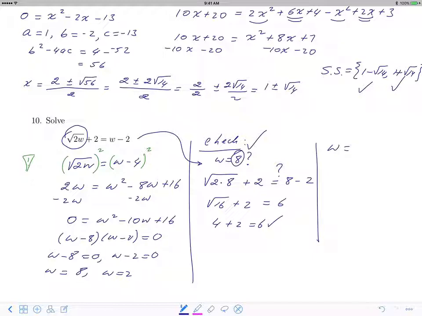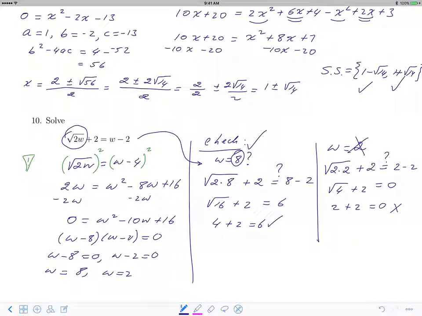Let's check the other possible answer, 2 for w. So again, plug this into the original. Square root of 2w, square root of 2 times 2, plus 2, question mark, equals 2, that's our w, minus 2. So here we get square root of 4 plus 2 equals 0. 2 plus 2 equals 0, and of course that is false.